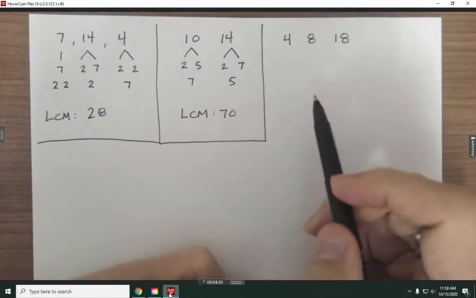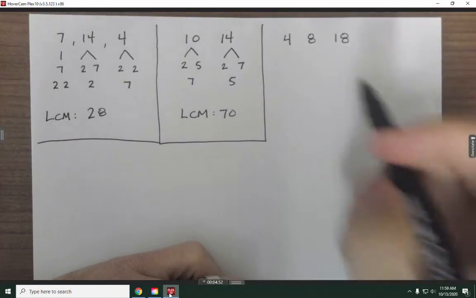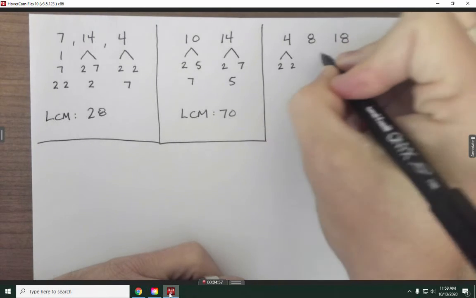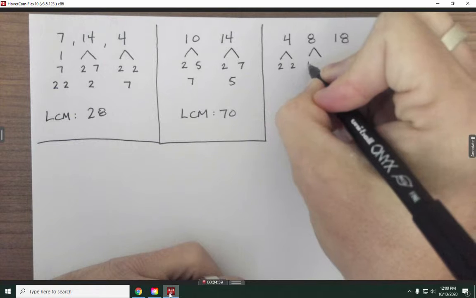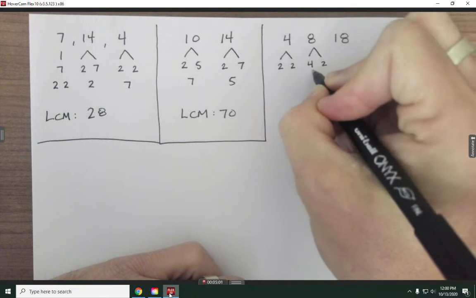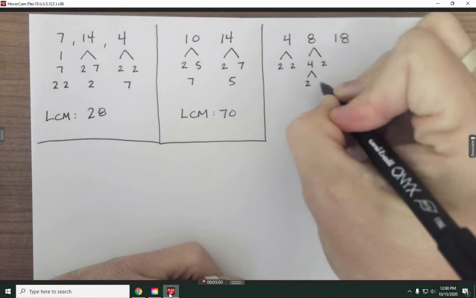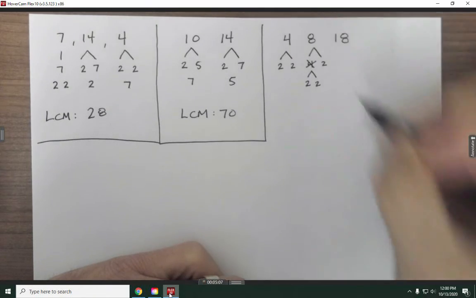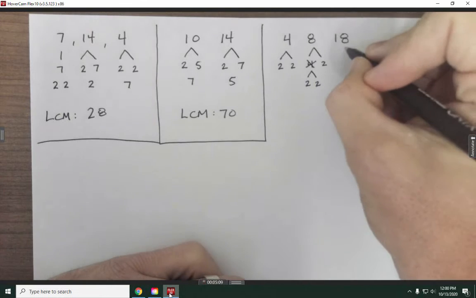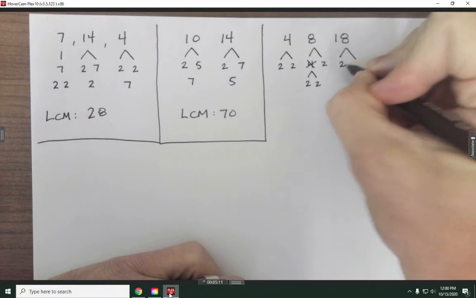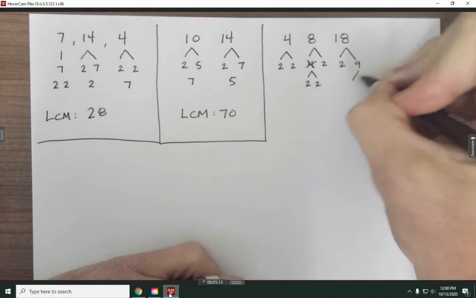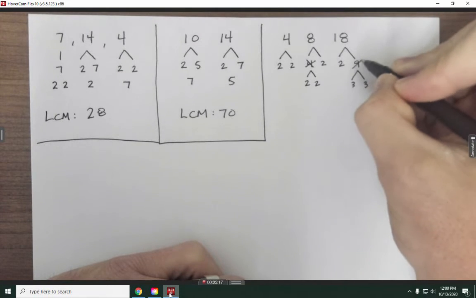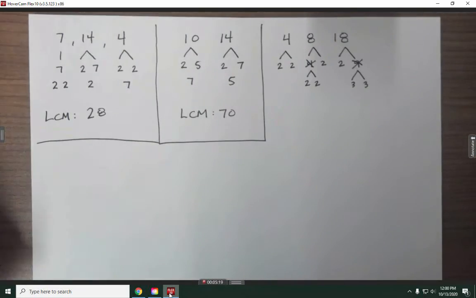All right, now we have 4, 8, and 18. The 4 splits into 2 times 2. If we're doing 8, it's 4 times 2, and then the 4 splits into 2 and 2. Since we split the 4, we're not going to use that anymore, we'll cross that out. If we're doing 18, it's a 2 and a 9, and the 9 splits into 3 and 3. We split that up, so we're not using that 9.